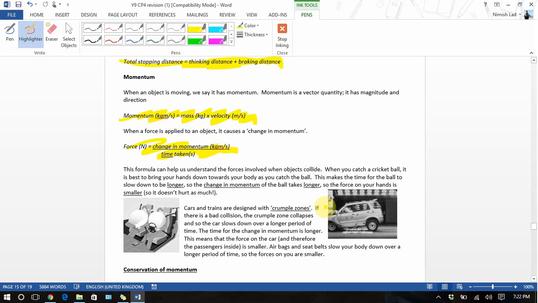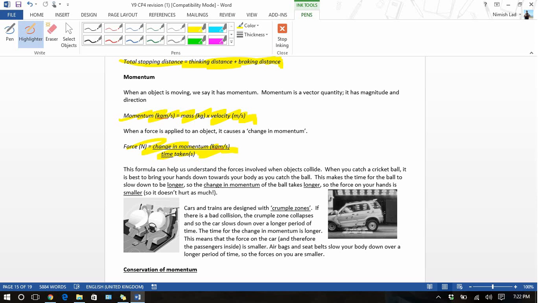Crumple zones do a similar sort of thing in cars. So they increase the time for the change in momentum to make sure that there's not a large force actually applied on something inside the car. So to summarise these ideas in Newton's laws, remember Newton's first law tells us if there are no forces acting on an object, it carries on going at the same speed. However, if a force is applied, then an object accelerates. Newton's second law tells us the equation for that.